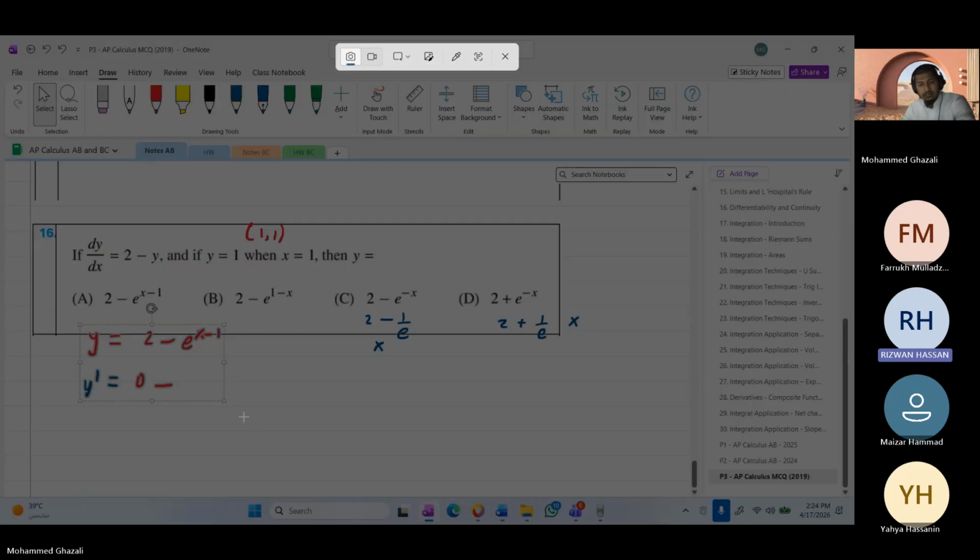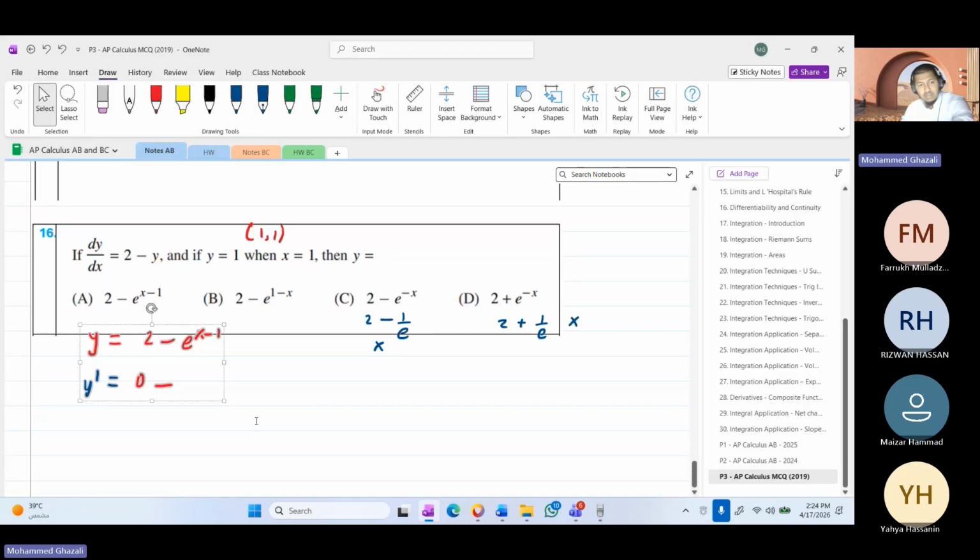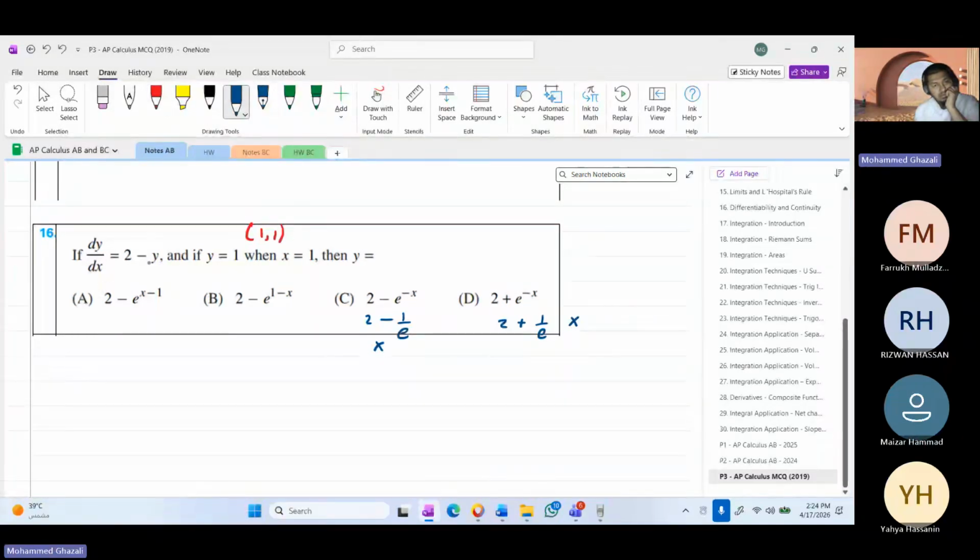And then we can solve that differential equation that way. It's fine. I'm just showing you the quick and easy method, but it's fine. If you want to solve it like that, let's take this y to the other side. We get dy over 2 minus y is equal to dx.